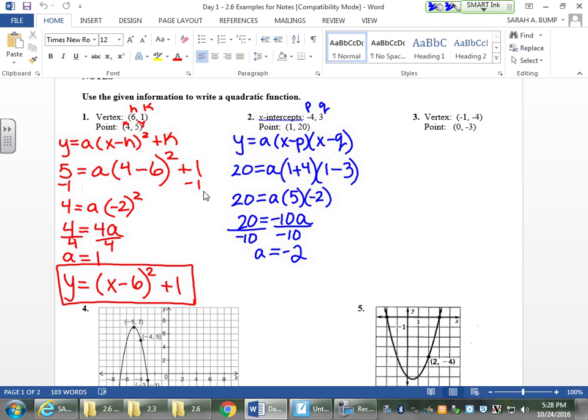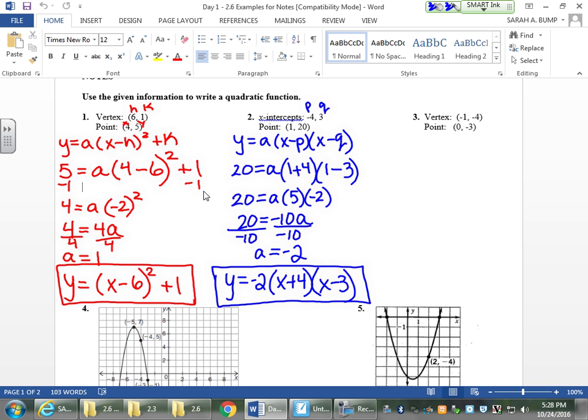Once we've got our a value, we again sub everything into the intercept form formula to get our function. Y will equal negative 2, parentheses, x plus 4, because the x-intercept was negative 4, and x minus 3, because the x-intercept was positive 3. And that's all there really is to it.